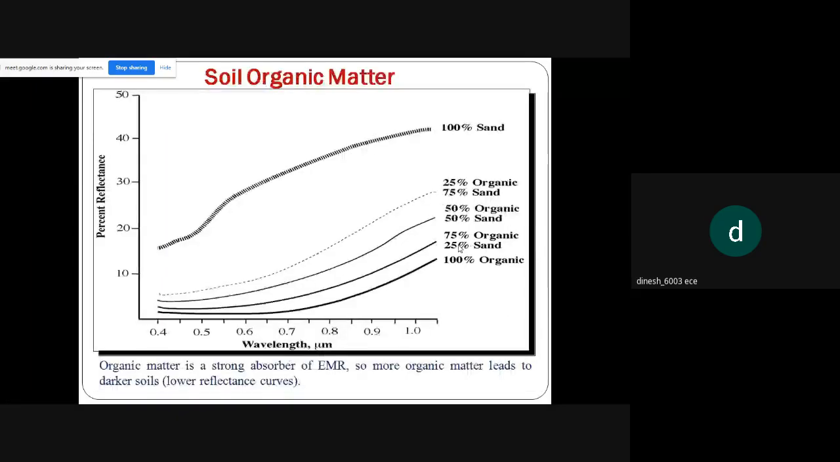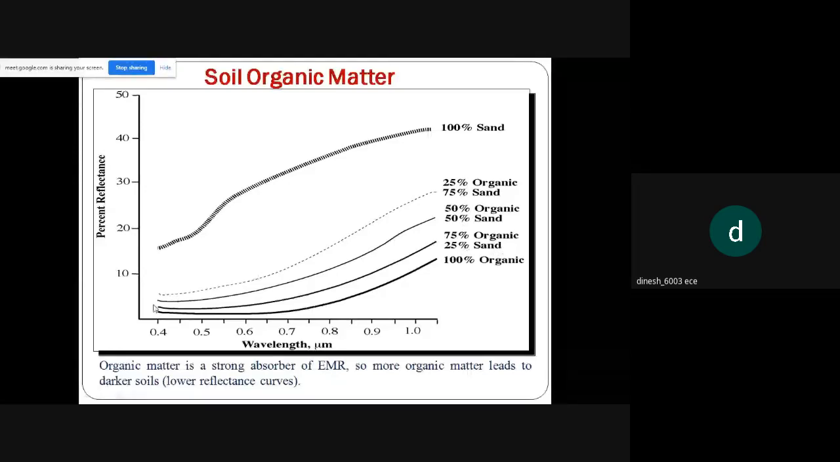Then coming to the organic matter. Organic matter indicates how many microorganisms can be present in the soil, whether it is potable or non-potable, and that can be defined easily. In the reflectance curve, you can see percentage of reflectance against wavelength. At 0.7 micrometer wavelength, if the value is very low, we say that it is 100% organic. For example, if the reflectance is 1, it is 100% organic. If it is between 2 and 3 at 0.7 micrometer wavelength, the soil is 75% organic and 25% sand.